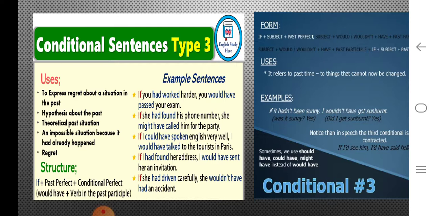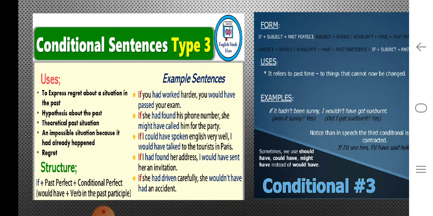And you can also express this as a regret. Third conditional clauses, you can also express it as a regret. Regret is something when you repent, you regret about it. So here you have if plus past perfect plus your conditional perfect, would have, or something like that, plus your verb with the past participle.